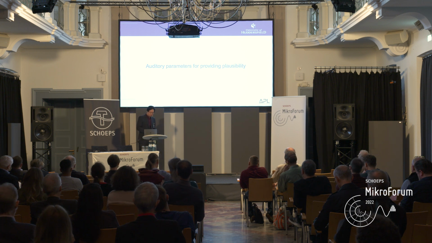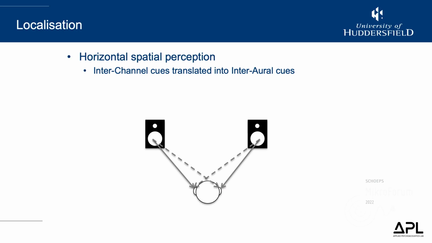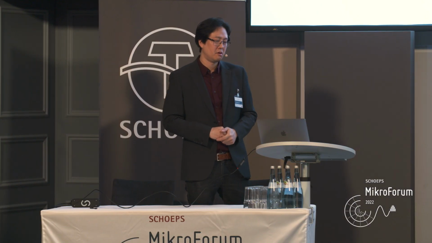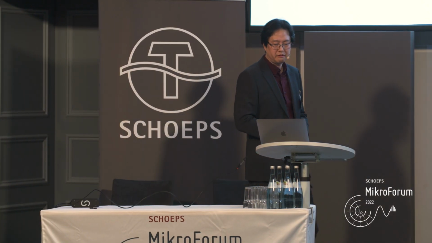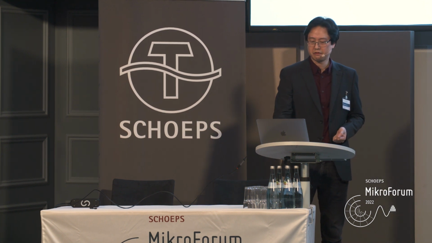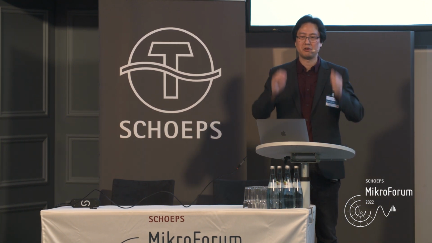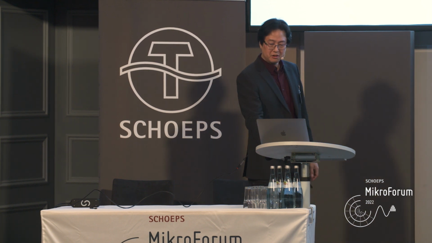Auditory parameters for providing plausibility. So what kind of low-level features do we need to think about? Of course, the first thing is localization. We are talking about localization a lot these days. So what's the basic difference between stereo and 3D sound? Everybody is familiar with this basic concept, interaural level and time difference in horizontal stereo. Inter-channel differences are translated into interaural differences because we have two ears separated apart horizontally.